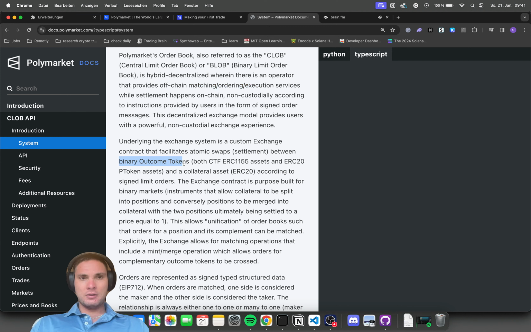Only outcome tokens. Okay, they have outcome tokens and a collateral asset, USDC, which is an ERC20 token, according to signed limit orders. The exchange contract is purpose-built.